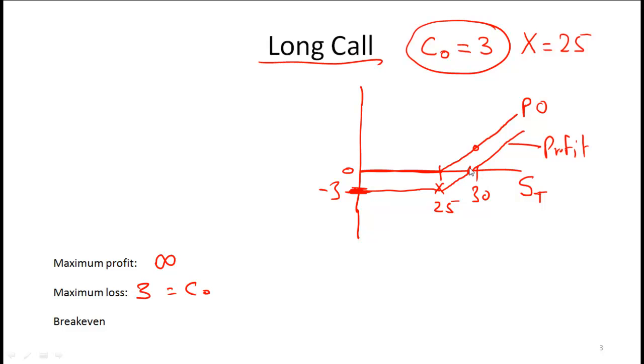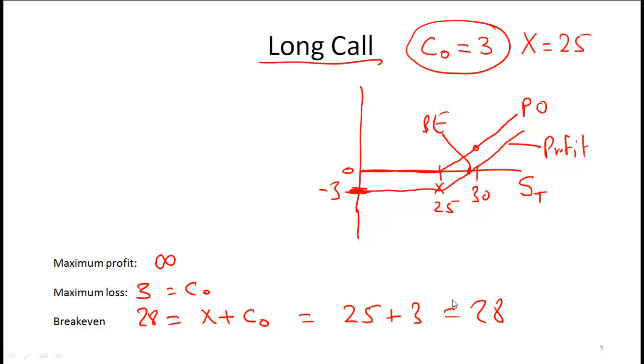The break-even point is this point right here. In our example, the break-even point is when the stock price is at 28. When the stock price is at 28, our payoff is 3, but since we had spent $3 on the option, our profit is 0. Profit 0 means that's our break-even point. And how do we get the 28 number? It's the strike price plus C0. In our example, X was 25 plus C0 was 3. That's how we got the 28.